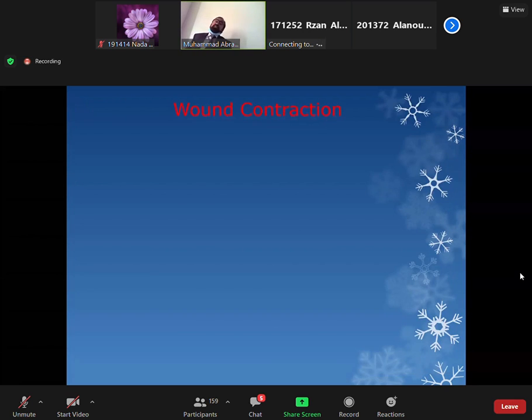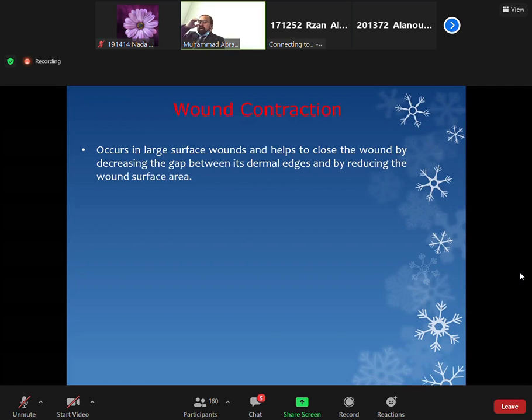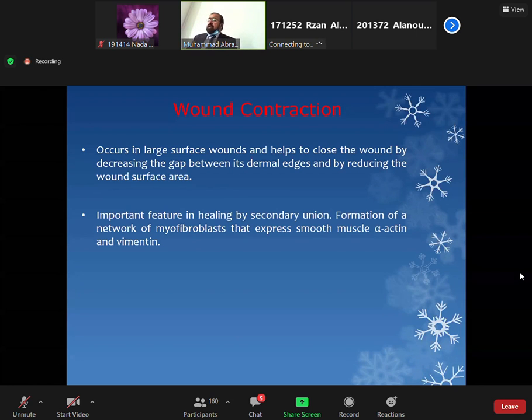Contraction of the wound: as I said, if the wound is big, the body will try to approximate the skin or the tissue together, right? So it occurs in a large surface wound and helps to close the wound by decreasing the gap between the edges. Now the gap is more, you have to decrease it. So slowly and slowly they pull together to approximate the skin edges. This is an important feature in healing by secondary union, not in a primary one, because in primary you have already decreased the area.